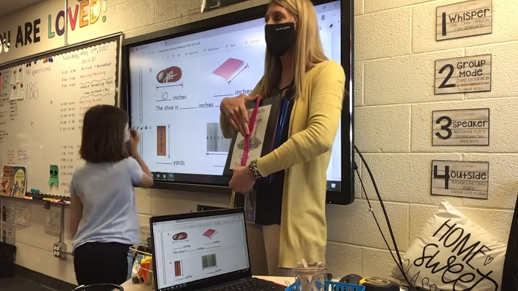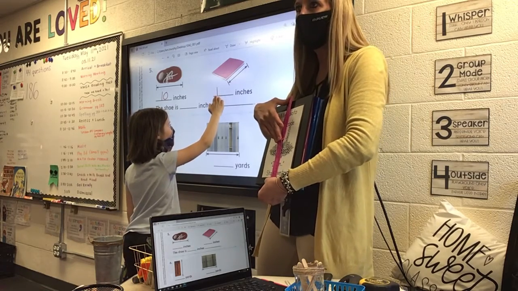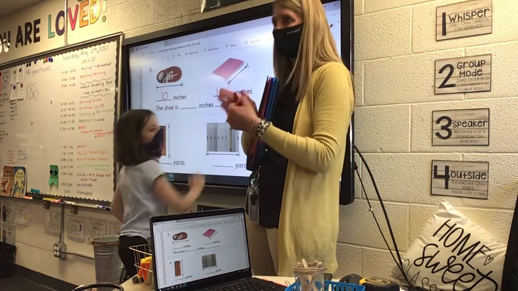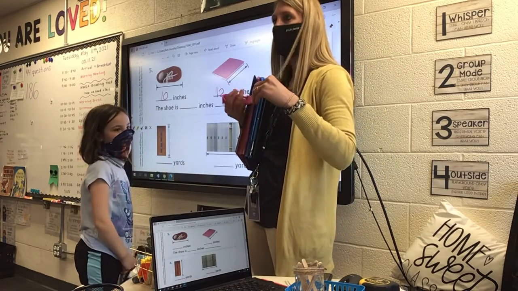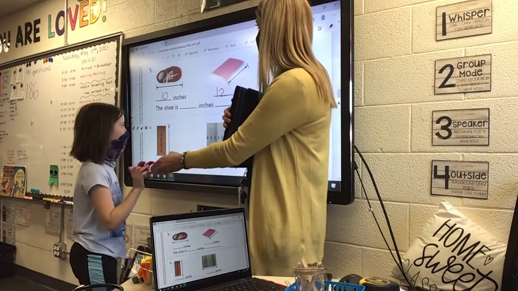Hey, Corla measured with her ruler. You can see hers curves at the end because it's a really cool ruler that is also a bracelet. So it's curved, so it is 12 inches about.